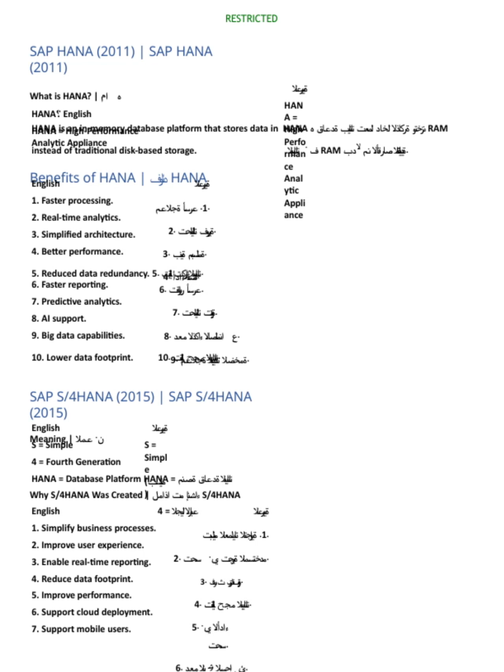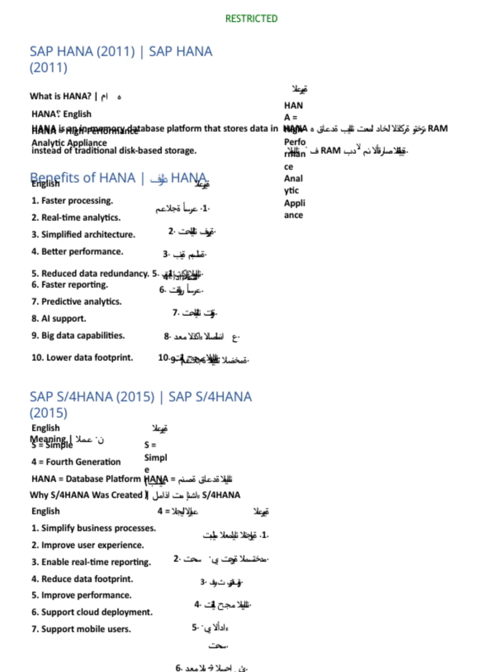Let's talk about why S/4HANA was created and what it brings to the table. At its core, it simplifies business processes and improves user experience. It enables real-time reporting, reduces the data footprint, and boosts overall performance. It's designed to support cloud deployment and mobile users, making it flexible for modern needs.